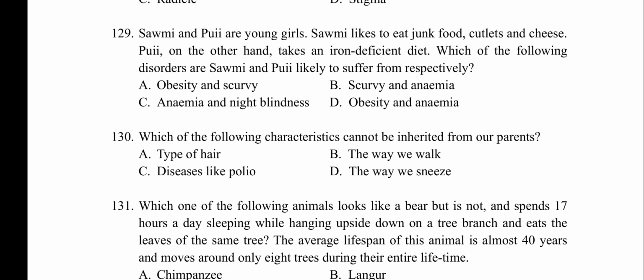Type of hair, the way we walk, diseases like polio, the way we sneeze. Which of the following characters we cannot inherit from our parents? It is option number C. Diseases like polio, which means polio is not a genetic disorder or disease. So it is not genetically transmitted from parents to the offspring.